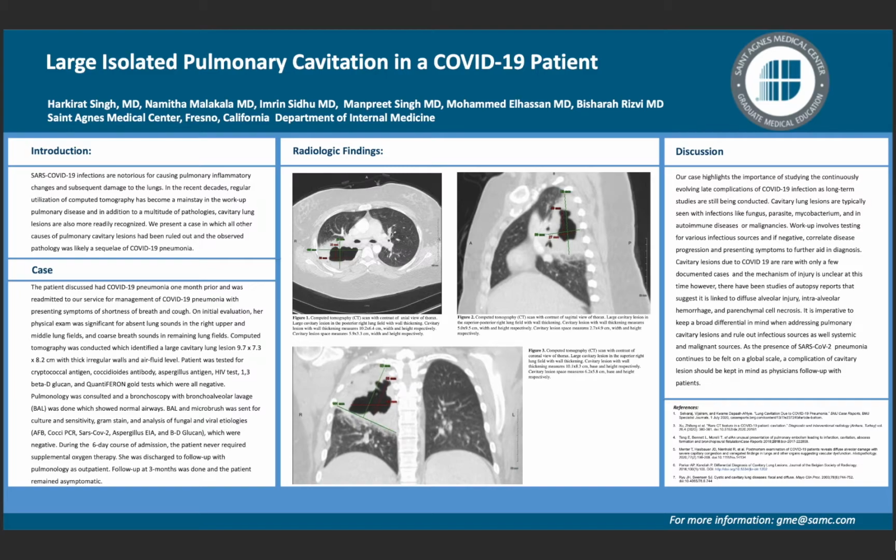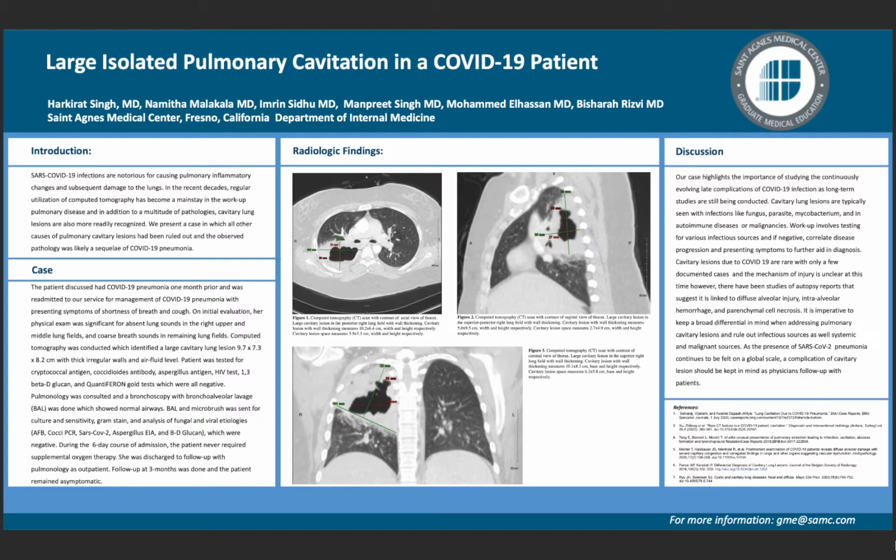Figure 3 shows a CT scan of the coronal view of the thorax with a large cavitary lesion in the superior right lung fields, measuring 10.1 by 8.3 centimeters, base and height respectively, with the space itself measuring 6.2 by 5.8 centimeters, base and height respectively.